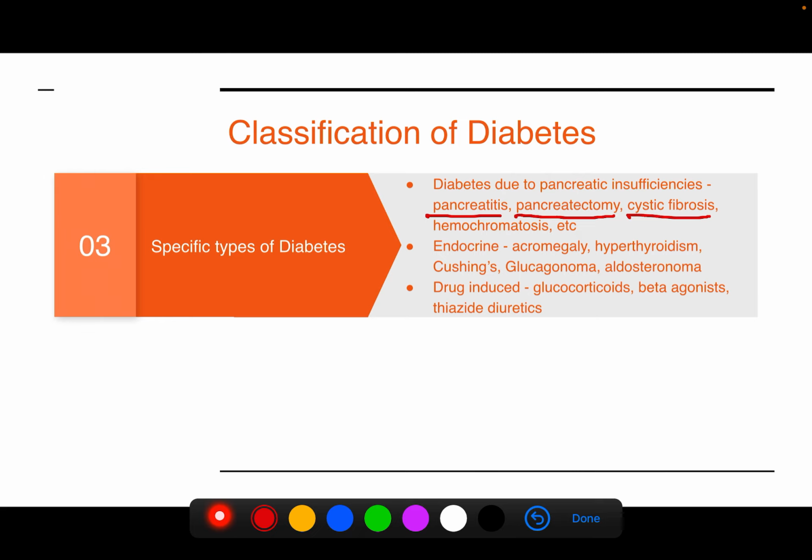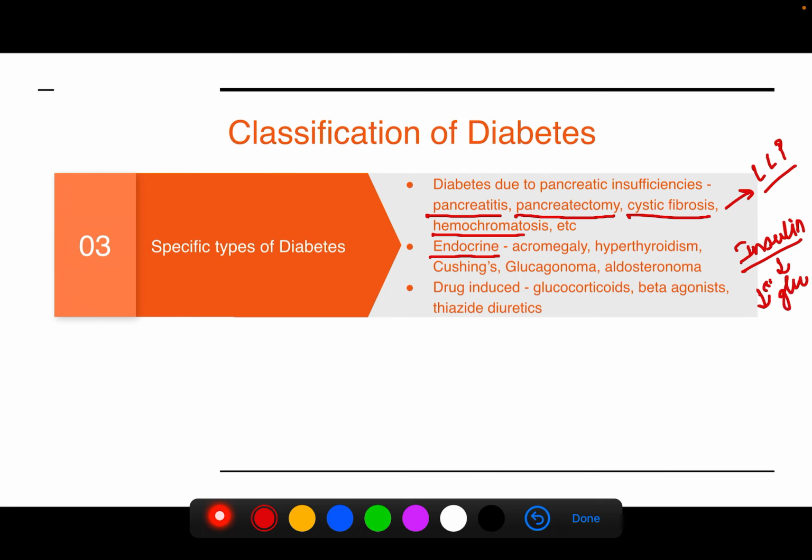Cystic fibrosis affects the lung, liver, and pancreas. Whenever the pancreas is affected, insulin secretion is reduced, and therefore the patient will have raised glucose levels. It can also happen in hemochromatosis. Apart from that, any endocrine problems can also cause raised sugar levels. Insulin is the only hormone which will reduce the blood glucose levels.